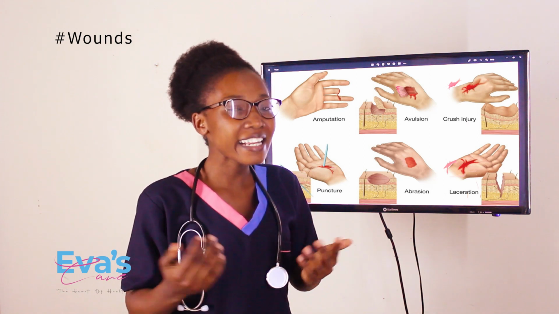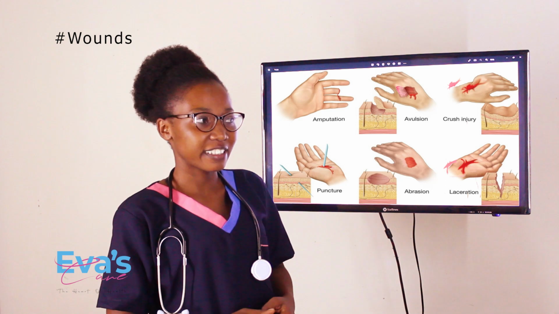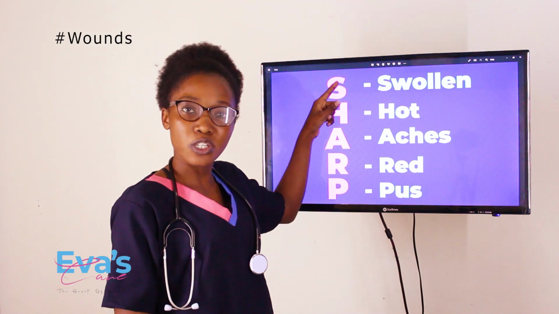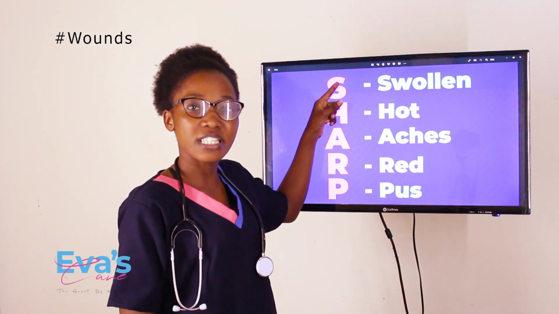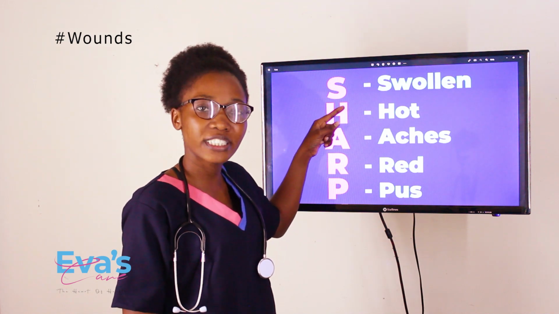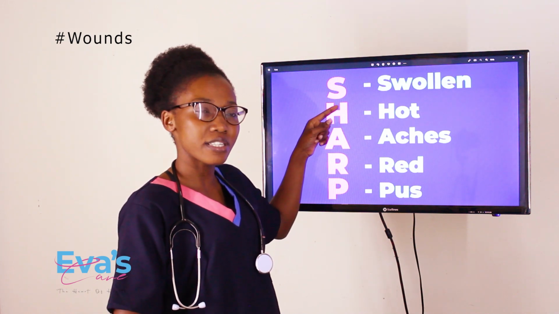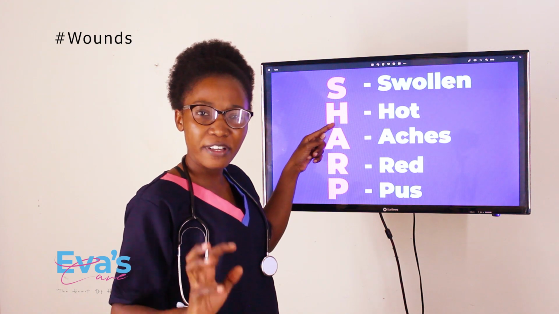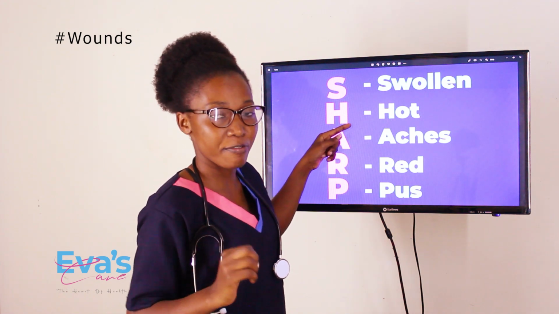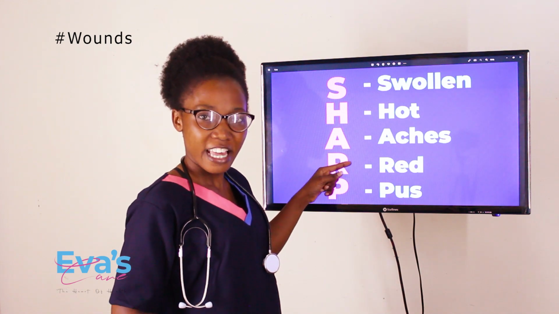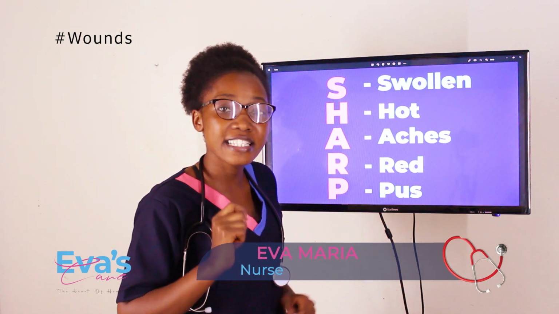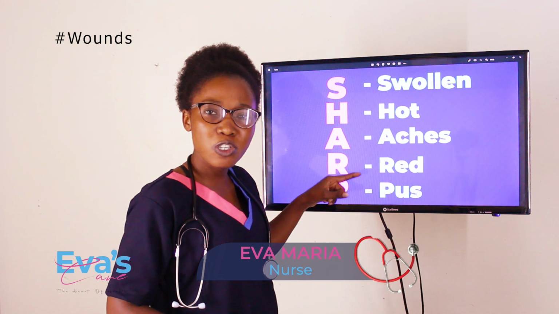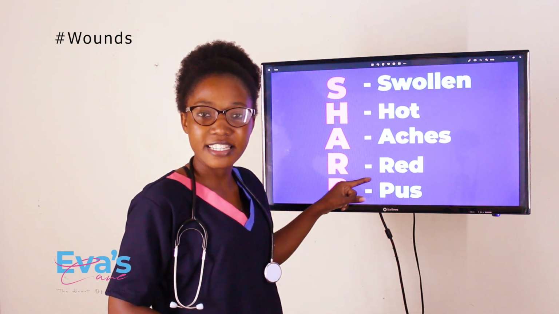But this is an easy way we could know that our wound is infected. We have to follow our acronym SHARP. First of all, if your wound is swollen, it could be a sign that your wound is infected. If there is hotness around the area where the wound is, it is also another sign that your wound is infected. If there are aches, if you feel severe pain, it is also a sign of an infection. We have redness. If your wound is turning red, it is a sign that your wound is getting infected. If you observe pus, it is also another warning sign that your wound is getting infected.